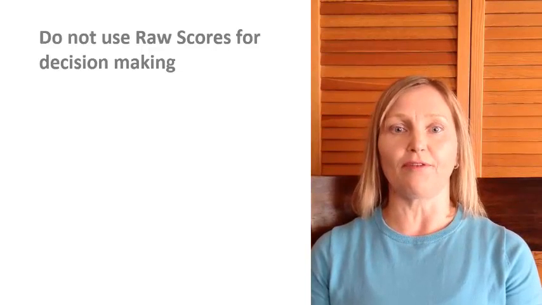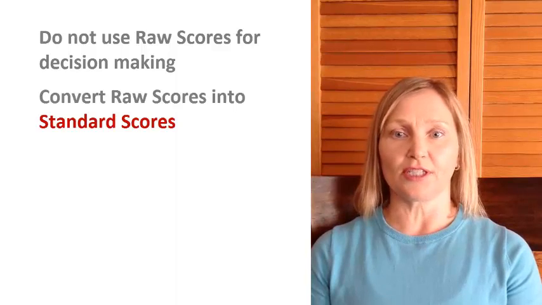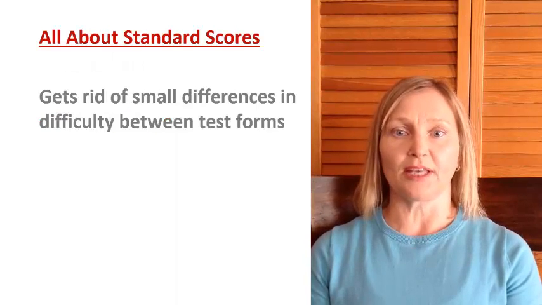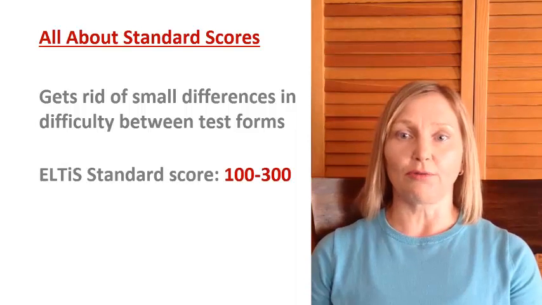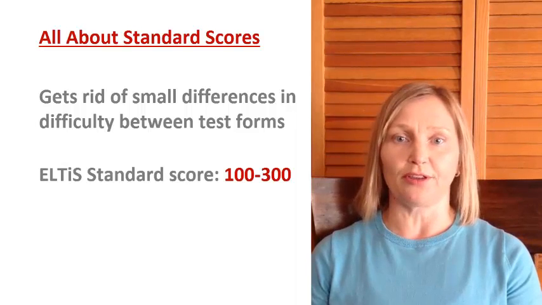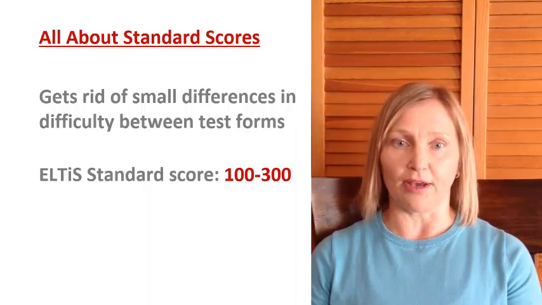The score is called raw because it is not yet ready for use in decision making. Raw scores need to be converted into standard scores because this helps get rid of small differences in difficulty between alternate test forms. The ELTIS standard score is a 3-digit number that ranges between a theoretical minimum of 100 and a theoretical maximum of 300.